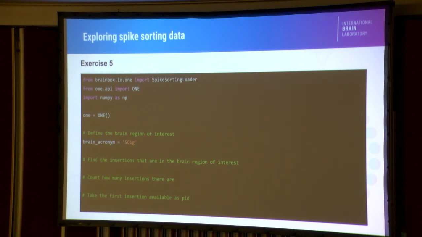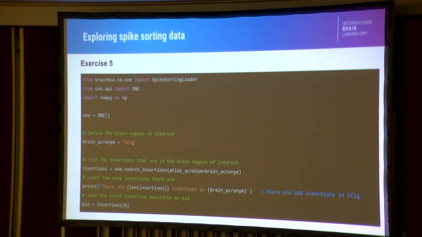All right, so we're going to go through the solution together. So first, to find the insertion, we use the one.search insertion method, and we pass in the atlas acronym argument with our specific brain region of interest. Then we just count how many insertions there are by taking the length of this insertion variable. And so here there are 268 insertions that cross SCIG. And to get our PID, we're just going to take the first one, so it's index 0 of this variable.